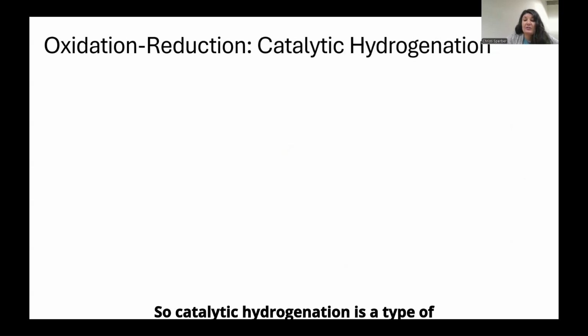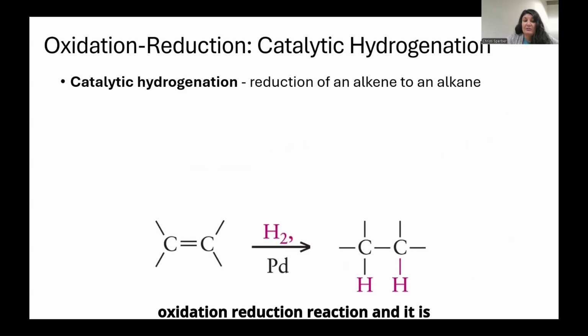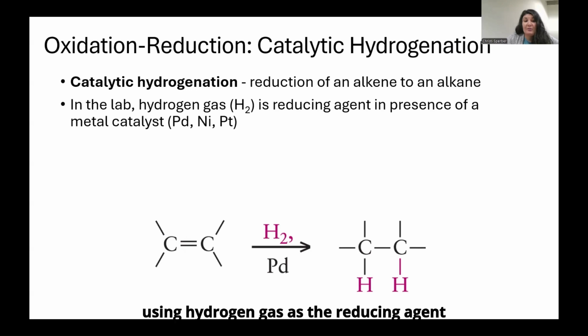So catalytic hydrogenation is a type of oxidation reduction reaction, and it is the specific reaction of the reduction of an alkyne to an alkene, or an alkene to an alkane. So a carbon-carbon double bond to a carbon-carbon single bond. This is performed in the lab using hydrogen gas as the reducing agent in the presence of a metal catalyst. So you need hydrogen gas and a metal catalyst. The metal catalyst is usually palladium, nickel, or platinum.